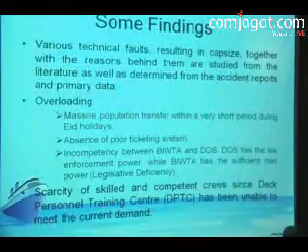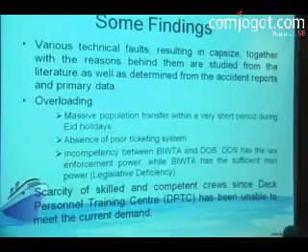And finally, the scarcity of skilled and competent crews, since the Deck Personnel Training Center, DPTC, has been unable to meet the current demand.